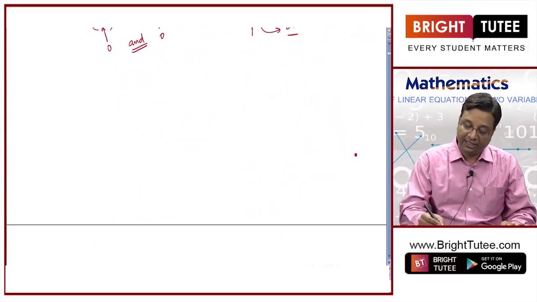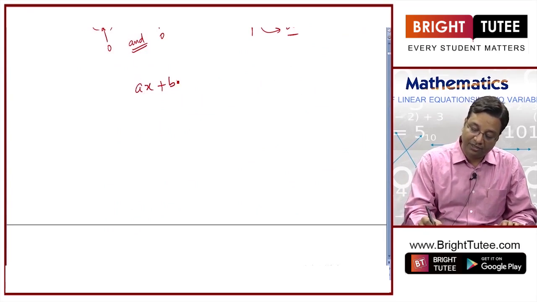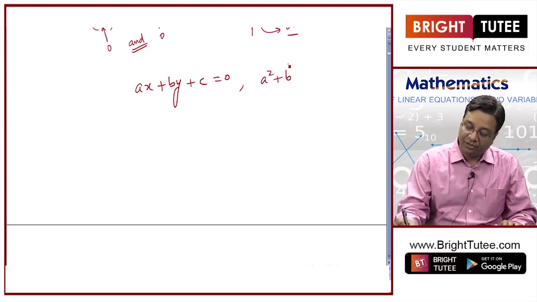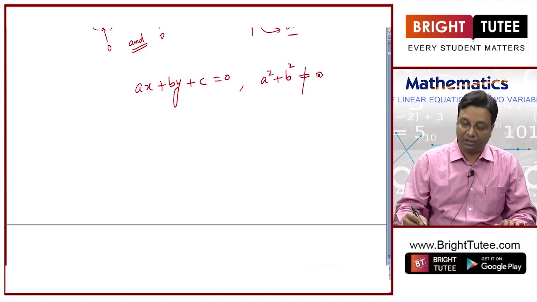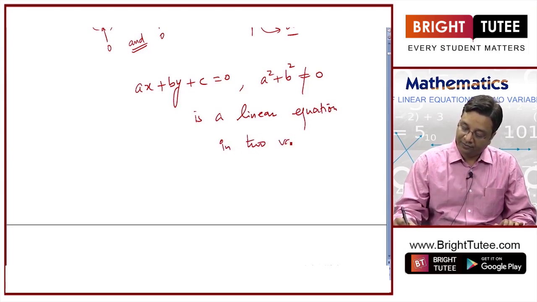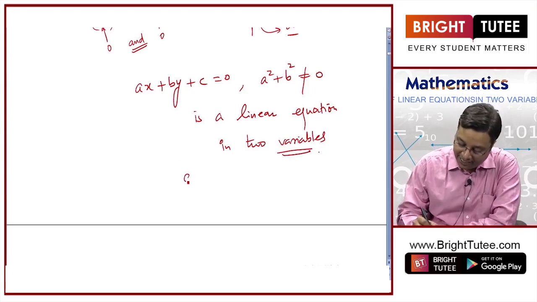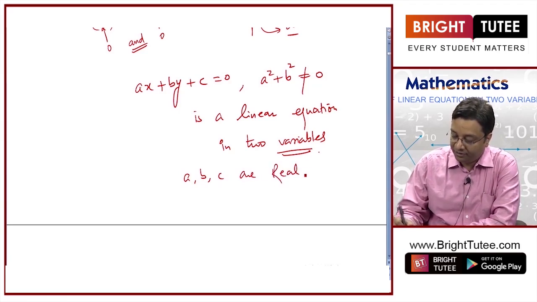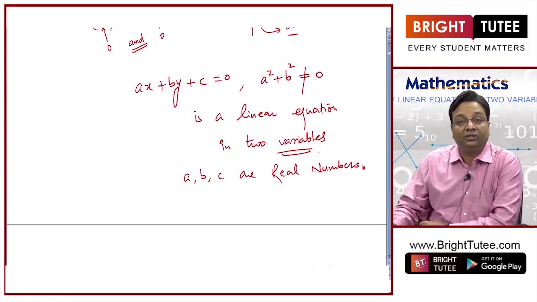So, in brief, you can say ax plus by plus c equal to 0, where a square plus b square is not equal to 0, is a linear equation in two variables, where a, b and c are real numbers. Now, can c be 0?